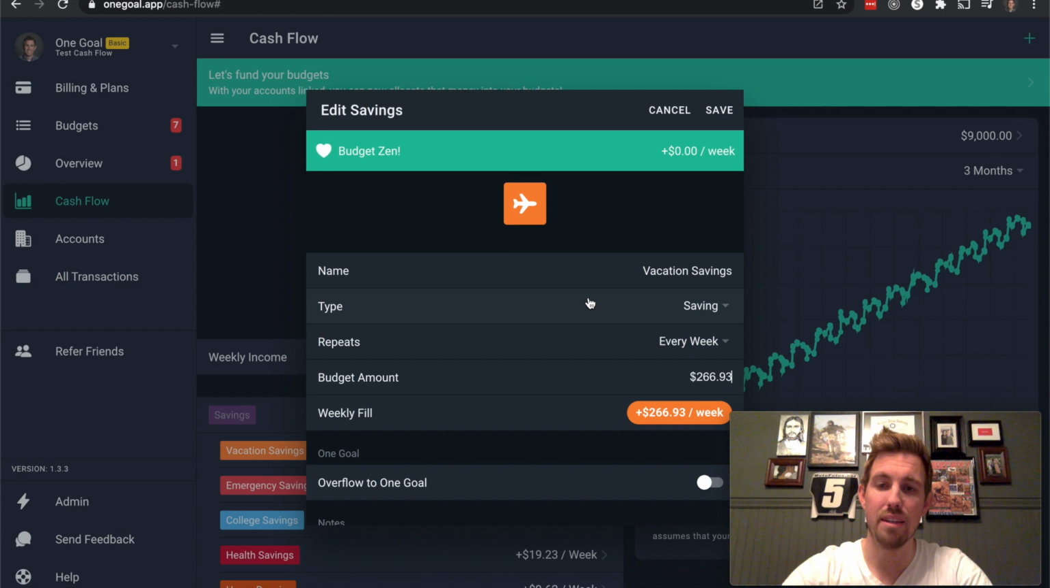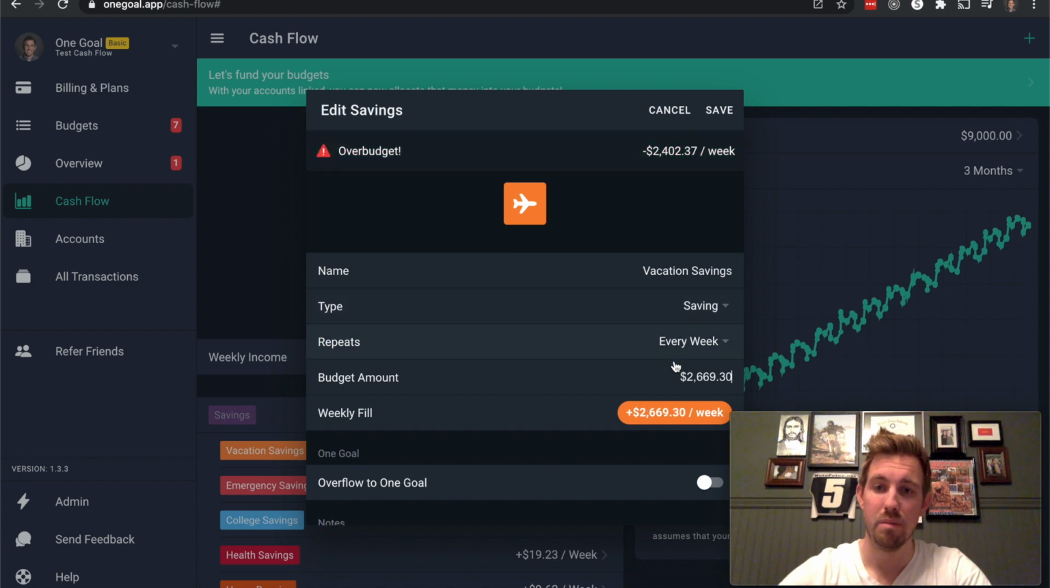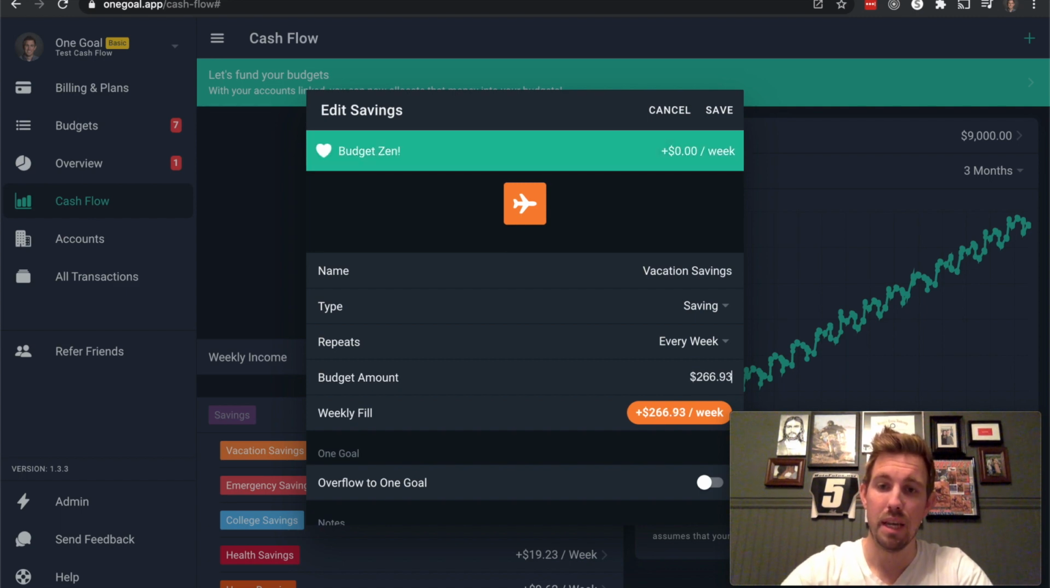You'll notice if I add too much money on here, maybe I add an extra zero, it'll automatically update and let me know, whoa, you're over budget, calm down. And if I put not enough in there, it says I still have extra money to budget. So I can add that number until it adds up to Budget Zen with $0 extra per week so that I have a true zero-based budget.